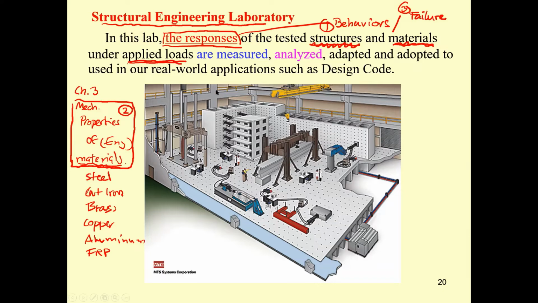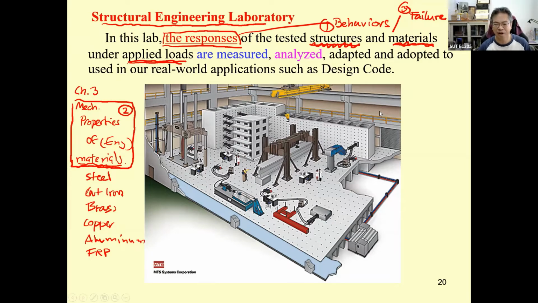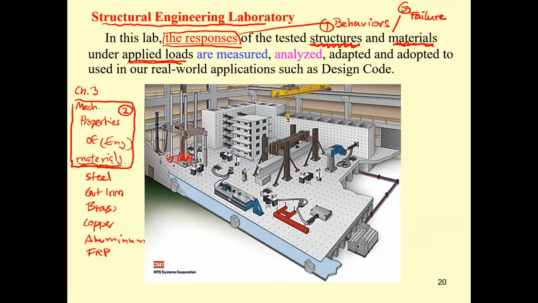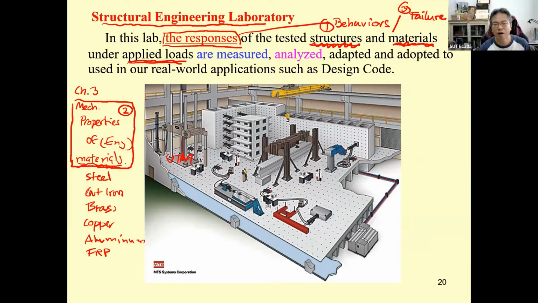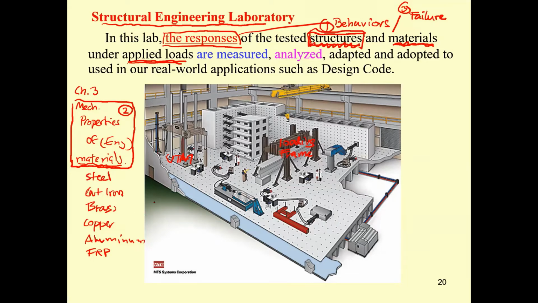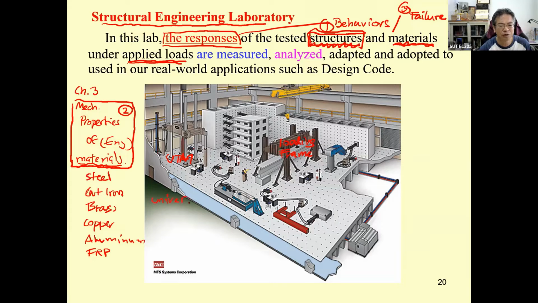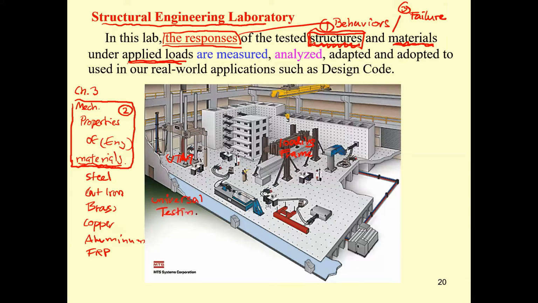So in this kind of lab, there are going to be a lot of testing machines. For this one, we call it the UTM, Universal Testing Machine. I did tell you already. This is going to be a loading frame. We use it for the static test of the structure. And the universal testing machine, the universal means there are going to be many ways to test the material.